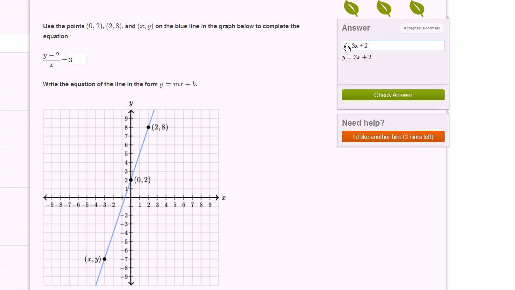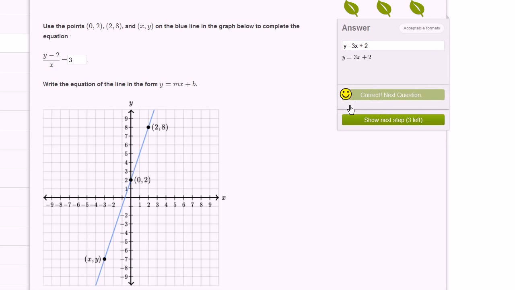This 2, which is where you intersect the y-axis, the value you get when x equals 0, is often called the y-intercept. Because you see, when x is equal to 0, that's when you intersect the y-axis. So y equals 3x plus 2, and you can verify that any of these points will satisfy this equation. And we got it right.